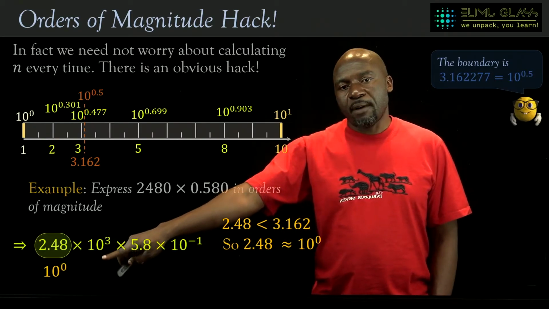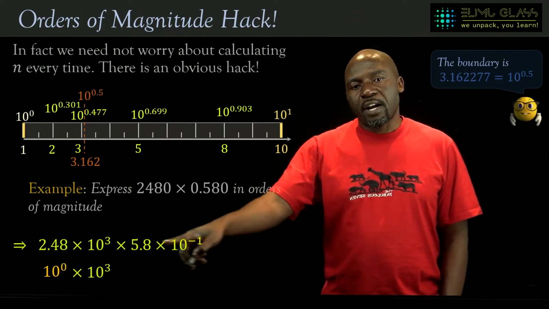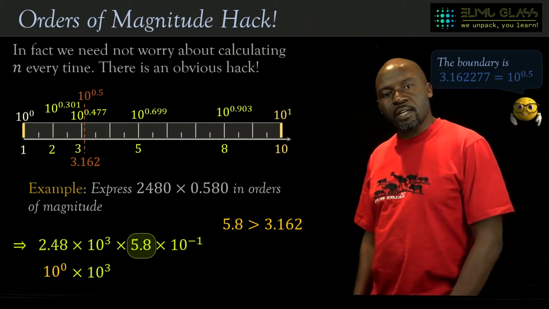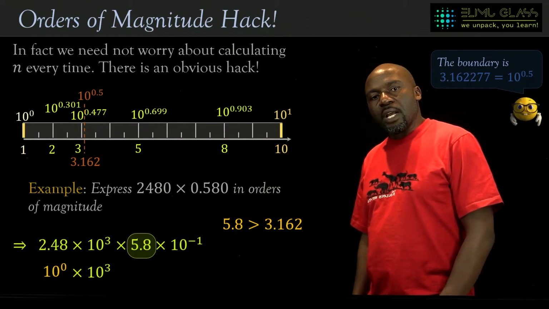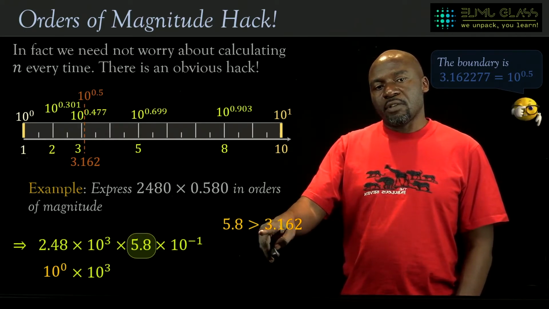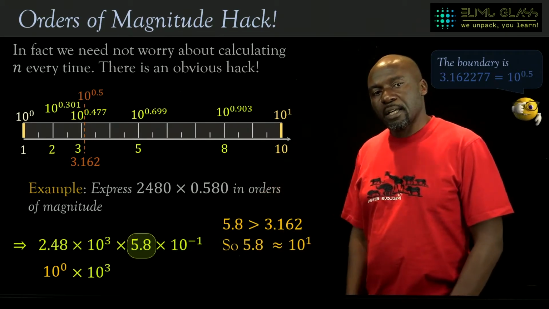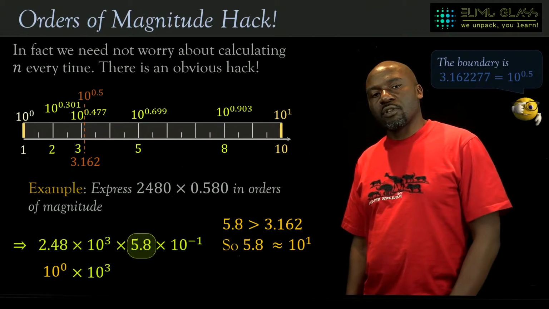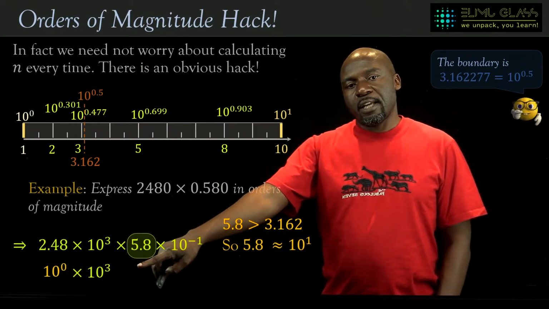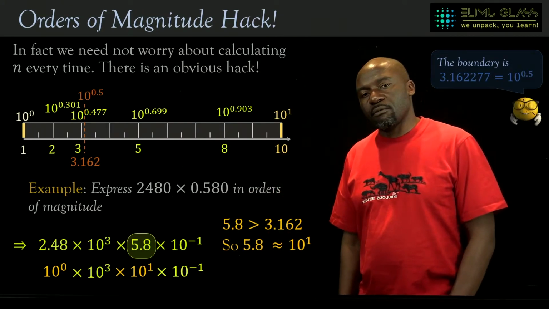So 2.48 in orders of magnitude approximately is 10 to the power of 0, so we will put that there. Then we'll multiply by our 10 to the power of 3 as before. Now 5.8 is a number that is greater than 3.162, and therefore we can round it up in orders of magnitude to 10 to the power of 1. So I'm going to write 5.8 as approximately 10 to the power of 1 in orders of magnitude, and then I'll multiply by my 10 to the power of negative 1.